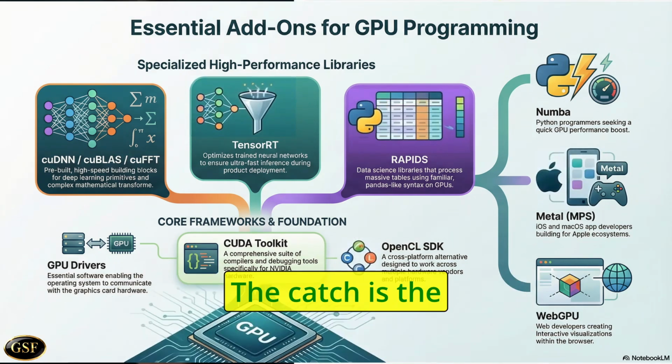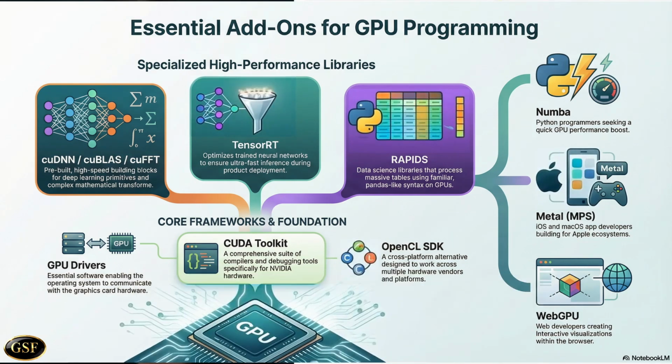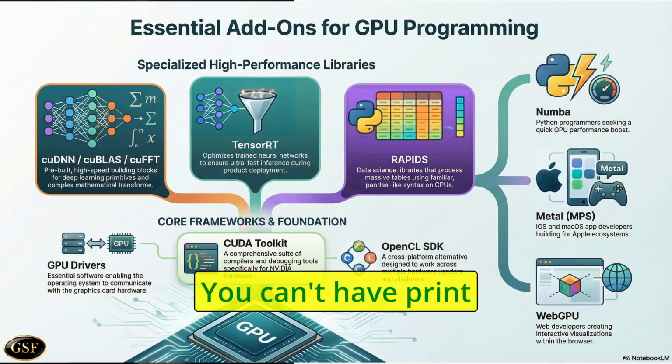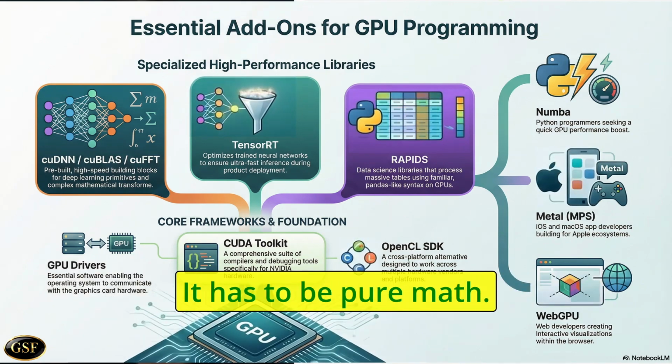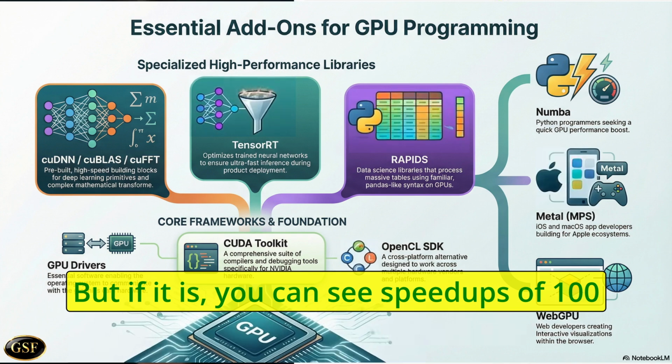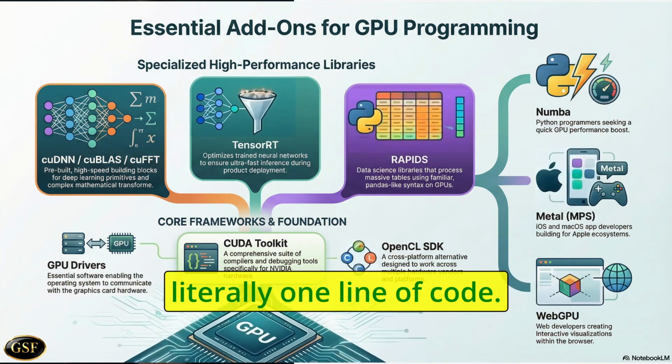What's the catch? The catch is the function has to be compilable. You can't use dynamic Python features. You can't have print statements inside it. It has to be pure math. But if it is, you can see speedups of 100 times or more with literally one line of code.